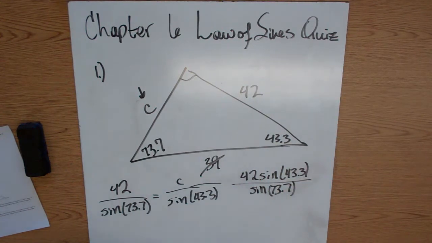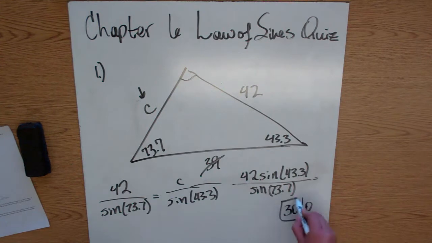Make sure your calculator is in the correct mode. Since all of our angles here are degrees, you want to make sure you're in degree mode. When you punch this into your calculator, you're going to get 30.0 or just 30. I would take 30 or 30.0.